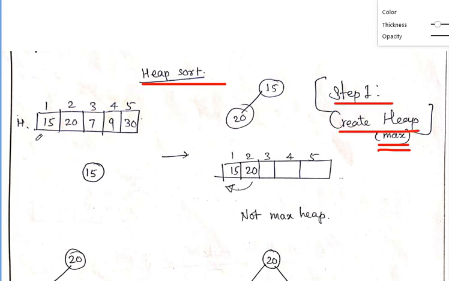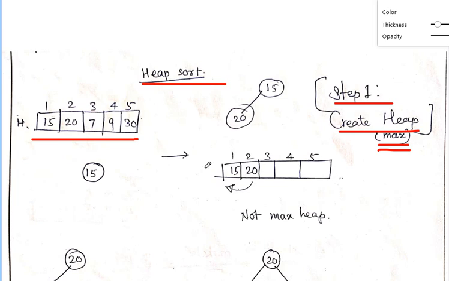This is the unsorted order of the elements given for this array: 15, 20, 7, 9 and 30. Obviously we will get the ascending order of the elements after applying the heap sort steps. So in step 1, we will go for inserting the elements one by one. 15 first, then 20 will be inserted at the left because we need to go for the complete binary tree formation. So this will be 20.